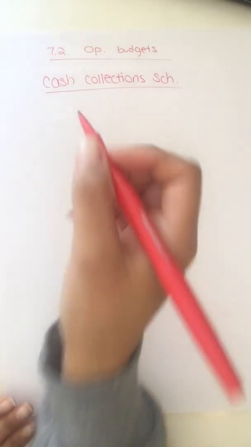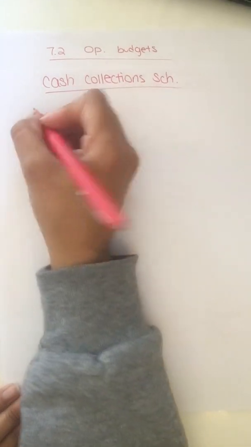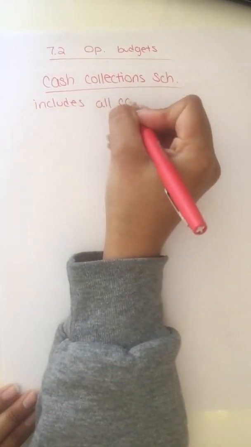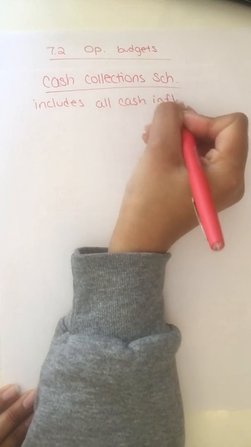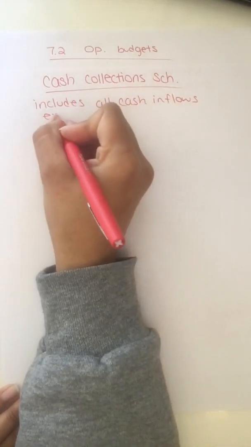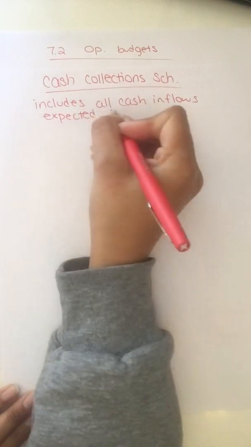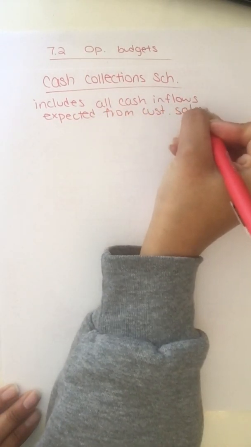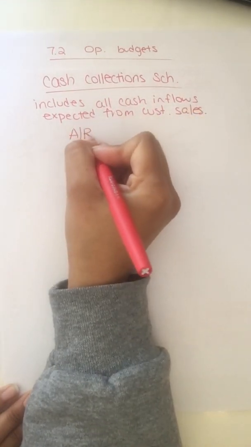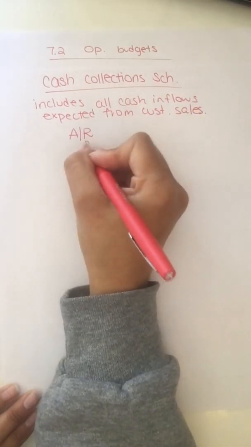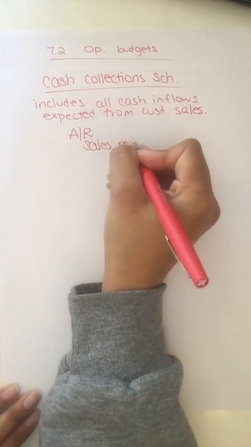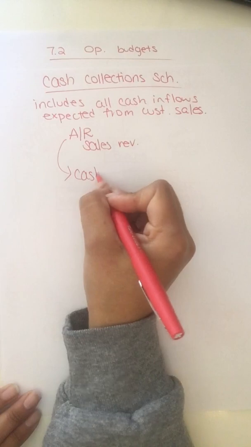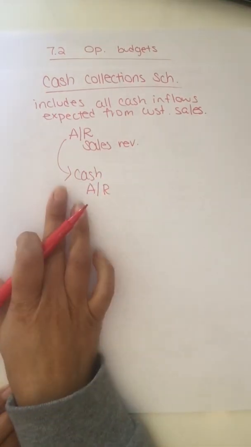All right, so the cash collections schedule includes all cash inflow expected from customer sales. Because remember, we were making our sales mostly on account, so AR and sales revenue. So the cash collections schedule tells us when we expect to convert that customer account into cash.